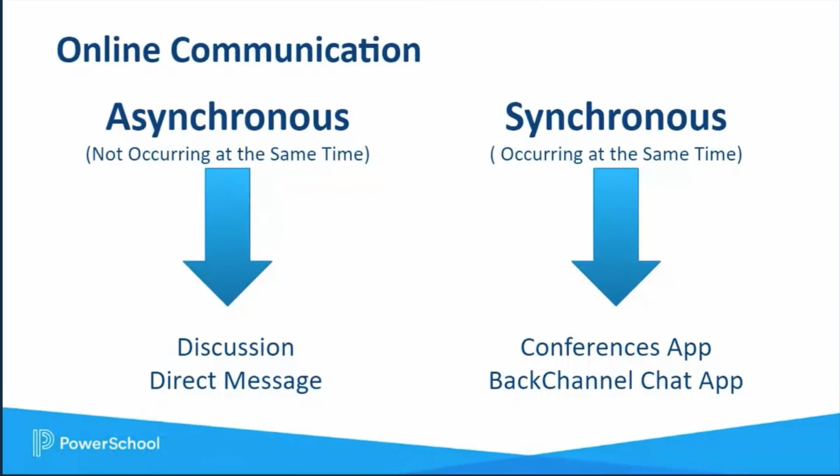All right, now when it comes to online communication, we have 2 different types of online communication. We have asynchronous, which means that the communication is not occurring at the same time as the learning. So this could be in the form of a discussion that's been posted to your students in Schoology. It could also be a direct message that's sent to them, or like an update that's posted and you are asking the students to respond to you. So it doesn't have to be happening simultaneously with the learning.